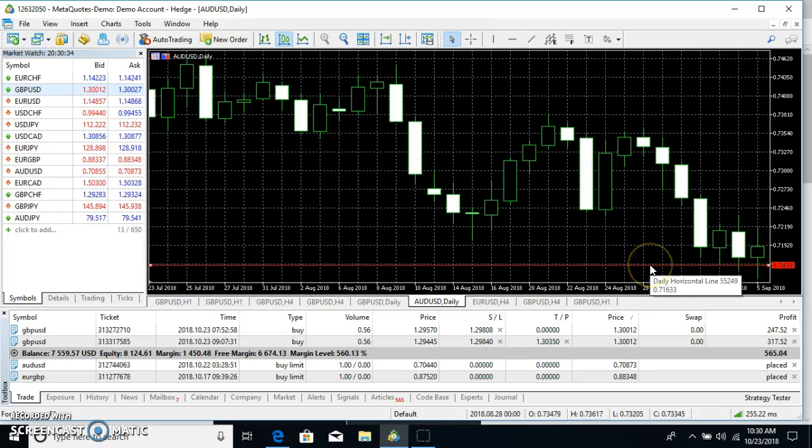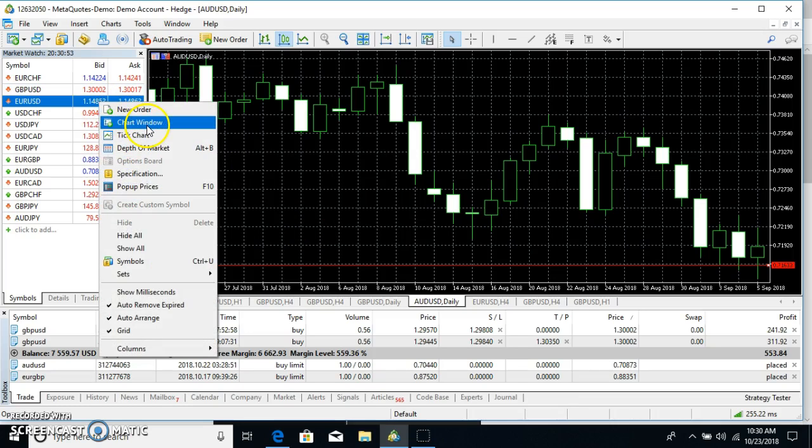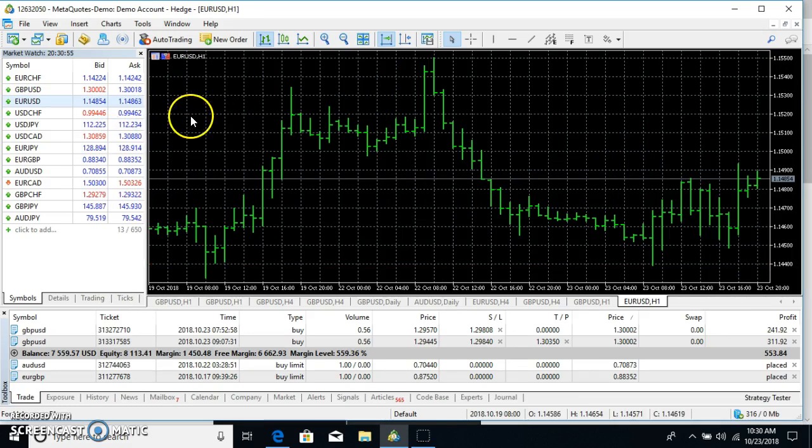Great area to get in at 0.7163. And it's at 0.7192 now. So that's 30 pips. Now, let's see what else is on the table. See what the euro is doing. That would have been a good trade.